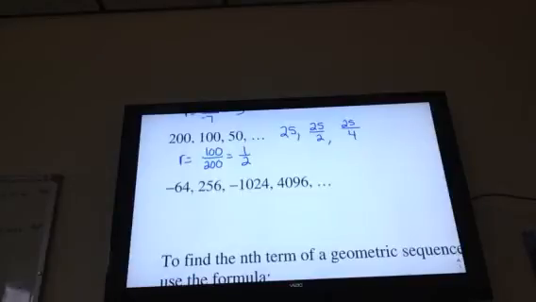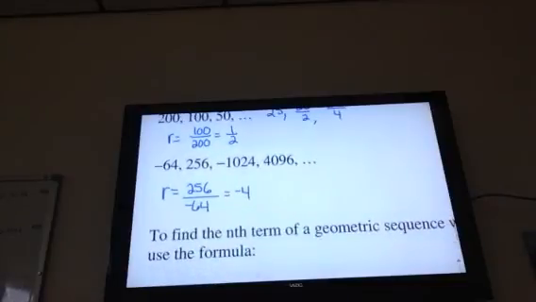Okay, my last one before I go to our formula. My ratio. Any number, I always take the second, divided by the previous number, the first in this case, and I think it's negative 4. And I get negative 4. So that's my ratio.